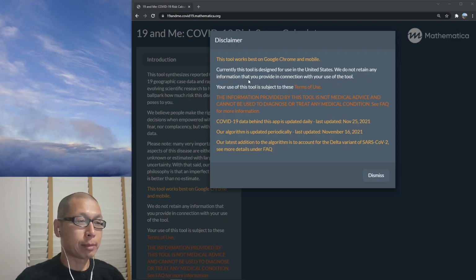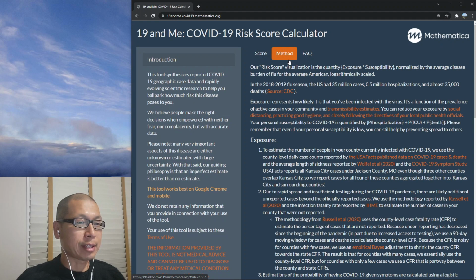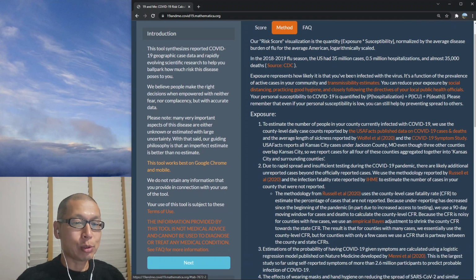When you load this thing up, it tells you that the tool works best in Google Chrome or mobile. So that shouldn't be an issue for most people. Just dismiss that. And this is the website. I'll link this below in the description. What I like about this is that there's a method, and they tell you exactly where they're getting all their information from.